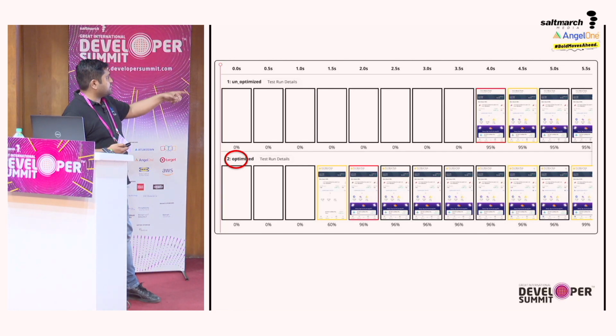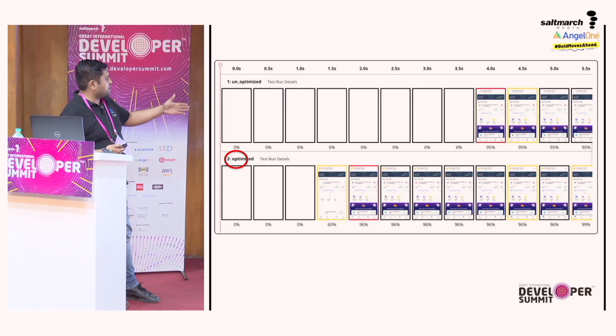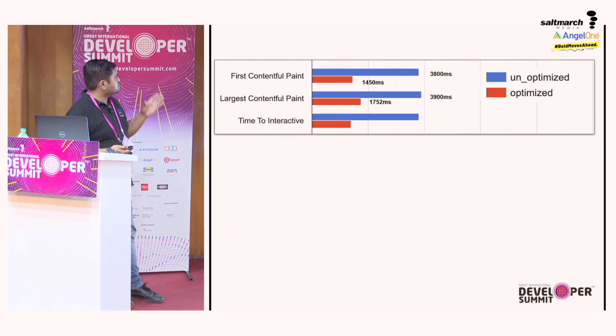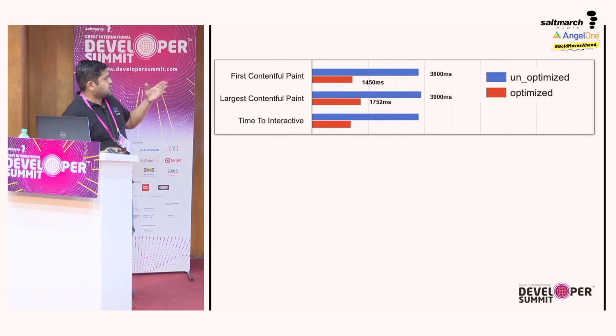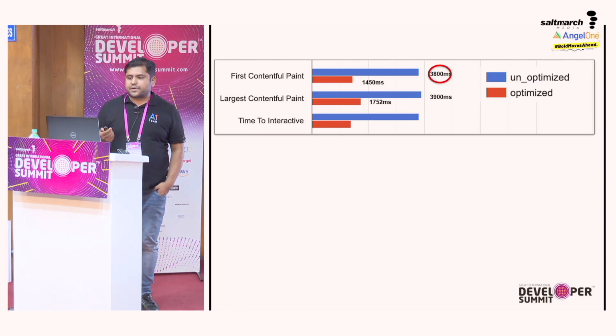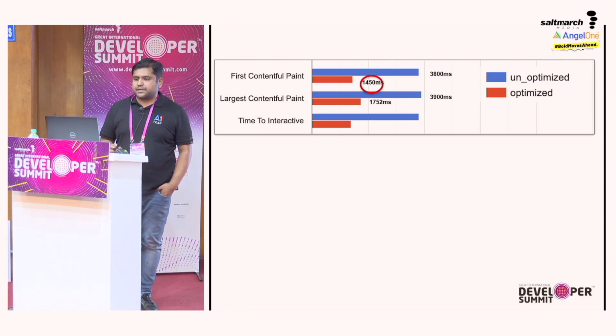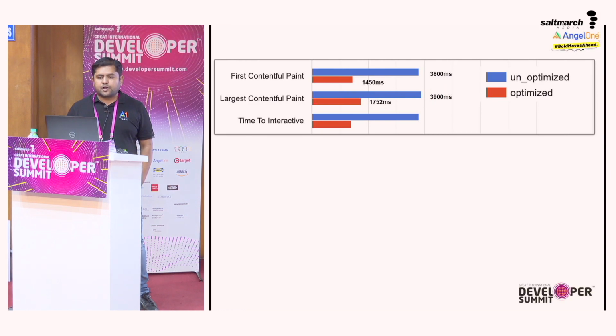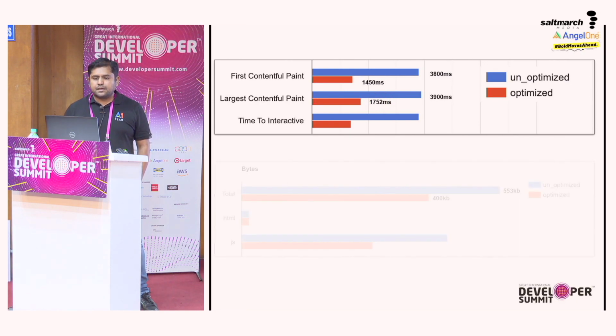The first content was coming somewhere around 1.5 seconds for the optimized. Going into the detail, the first contentful paint for the unoptimized was around 3.8 seconds. For the optimized, it was around 1.45 seconds. The largest contentful paint for the unoptimized was close to 3.9 seconds. For the optimized, it was 1.75 seconds. Same thing for time to interactivity. It was also faster after our optimization.